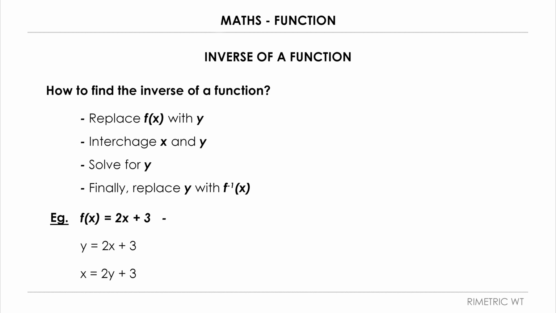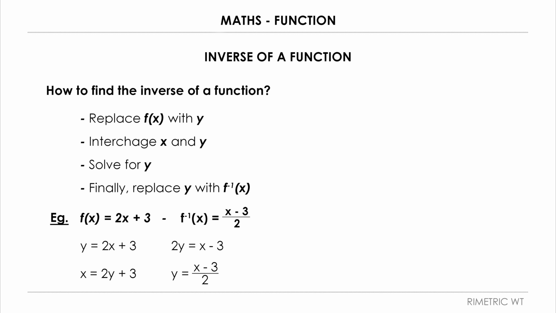Now we solve for y. We get 2y equals x minus 3 by subtracting 3 from both sides, and then we divide both sides by 2, which gives us y equals x minus 3 over 2. Finally, we rename it f inverse of x equals x minus 3 over 2. This means y equals x minus 3 over 2 is the inverse of the function y equals 2x plus 3.